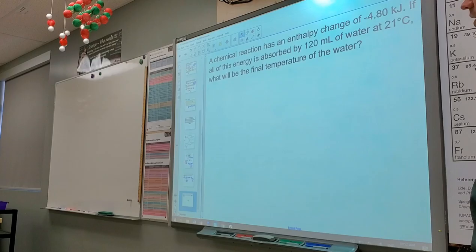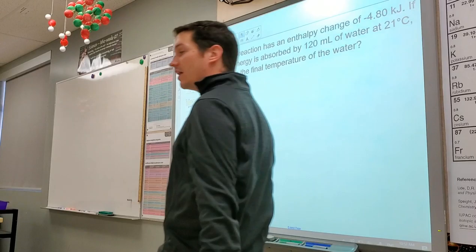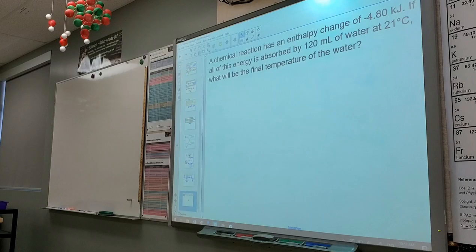A chemical reaction has an enthalpy change of 4.8 kilojoules. If all this energy is absorbed by 120 milliliters of water that starts at 21 degrees Celsius, what will be the final temperature of the water? Go ahead, try this out. We're using unit analysis. All you have to figure out is what do we want? That's it.